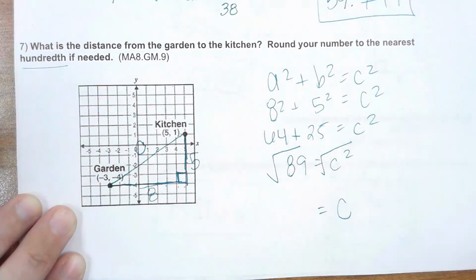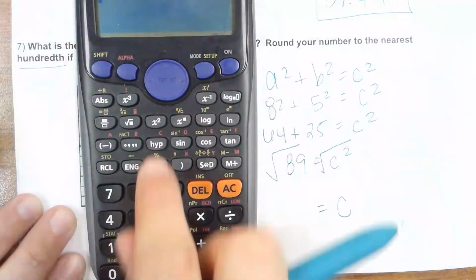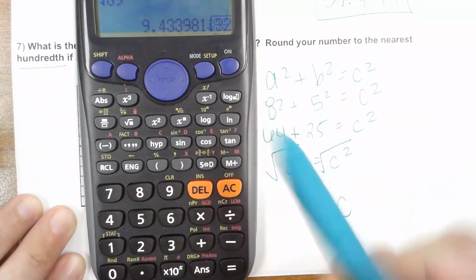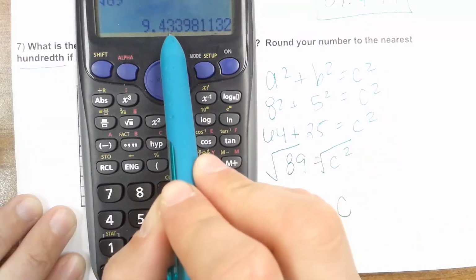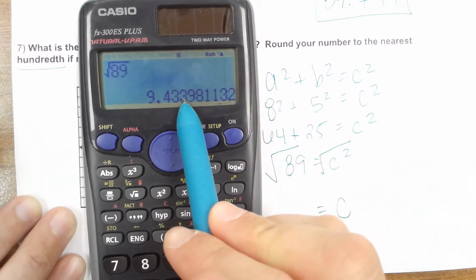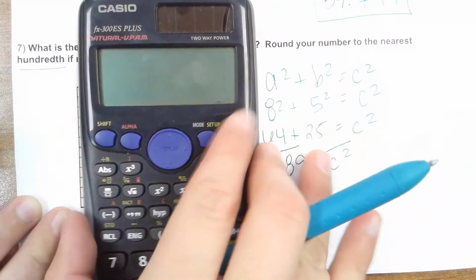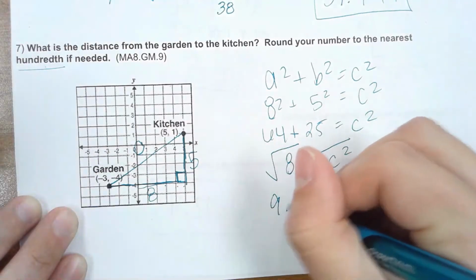So the square root of 89 rounded to the nearest hundredths. The hundredths is two numbers after the decimal point. So 9.43. Now I'm looking at the 3 here, and I'm looking at the number behind it. If it's 5 or greater, then I'll round it up. If not, I'll leave it alone. So in this case, I will leave it alone. So our answer is 9.43.